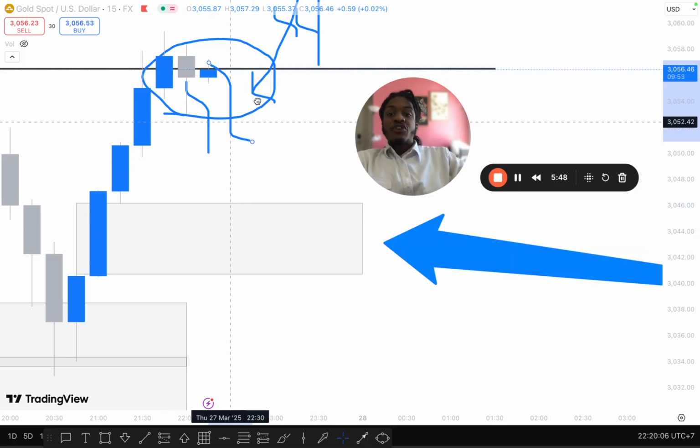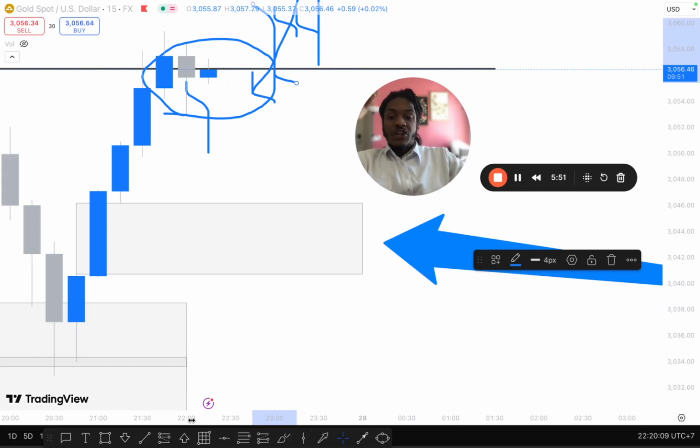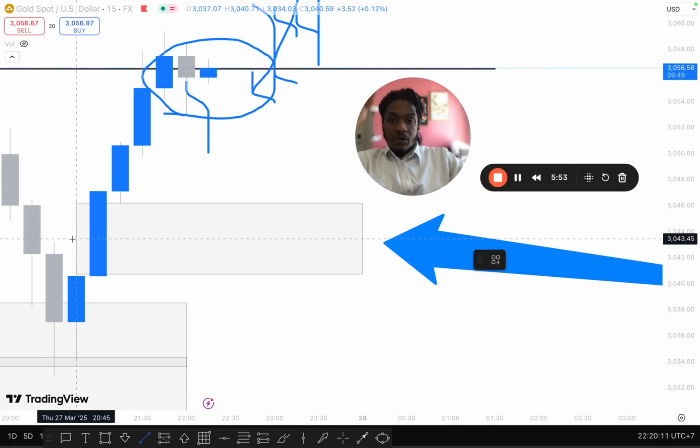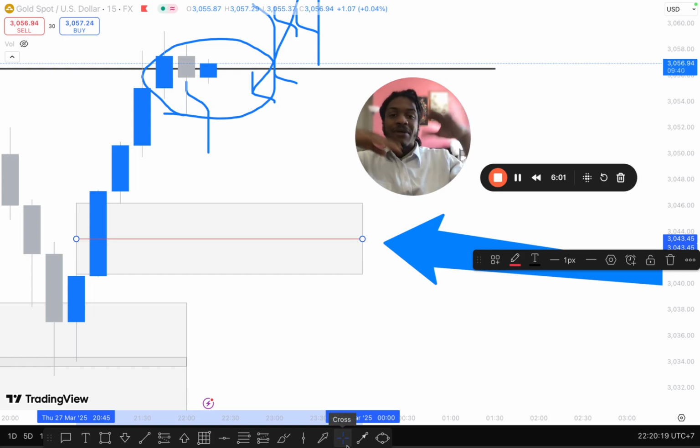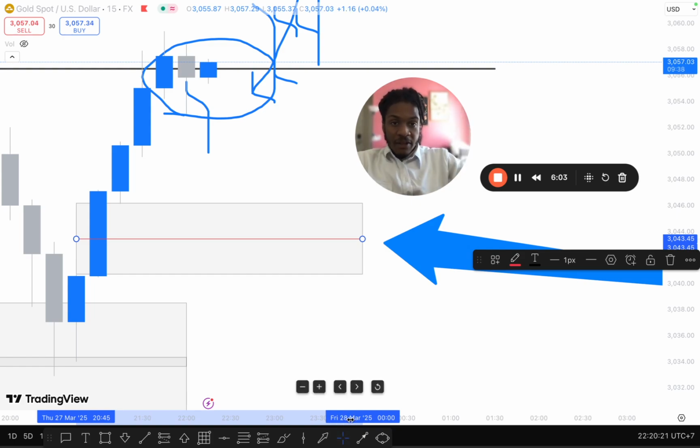All right. So the first thing you're going to do is get a line and drag it to the middle of the box. While I'm doing that, I'm dividing the box in half, dividing the area of the gap in half, 50%, because gaps tend to get filled. Fair value gap is 50% of the actual gap itself.